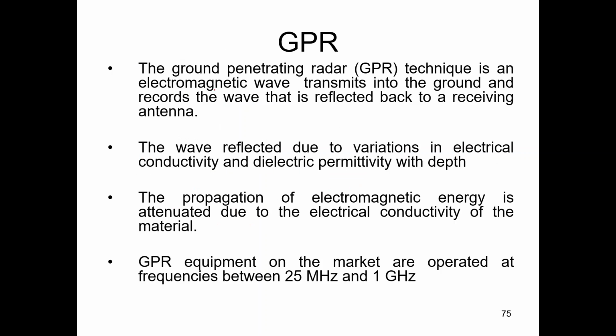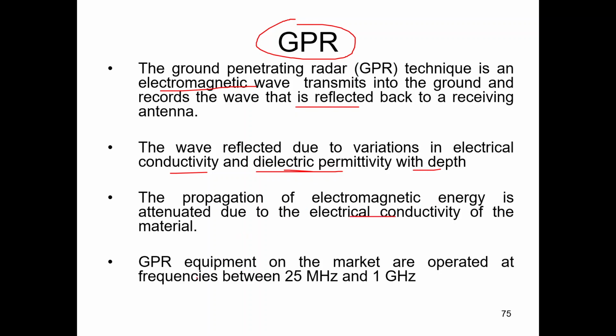Another technique is called GPR, ground penetrating radar. That technique uses electromagnetic waves that we inject into the ground, and then the wave will reflect if we have a difference in the electromagnetic properties of the ground, and then it is received by the antenna. So the reflected wave is due to the variation of electrical properties, conductivity or electric permittivity of the material, and the propagation of electric energy is attenuated due to the electric conductivity of the material.